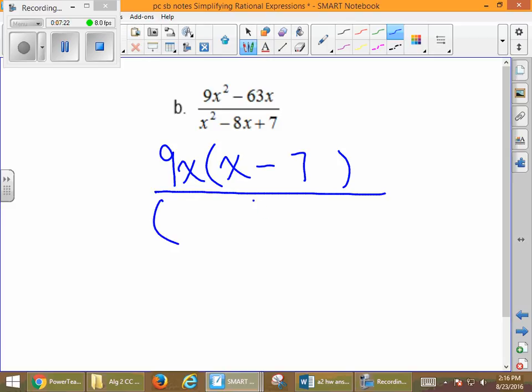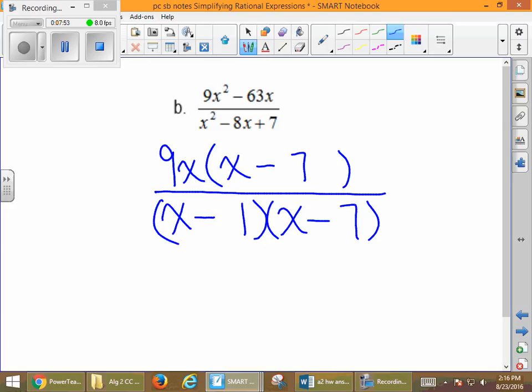Down here in the denominator, we don't have to worry about a GCF, again, because there's no number in front of the x squared term, and we just factor. Factors of 7, well, there's only one set of factors for 7, 1 and 7. If we're going to combine to be negative 8, it needs to be negative 1 and negative 7. And negative 1 times negative 7 is positive 7.